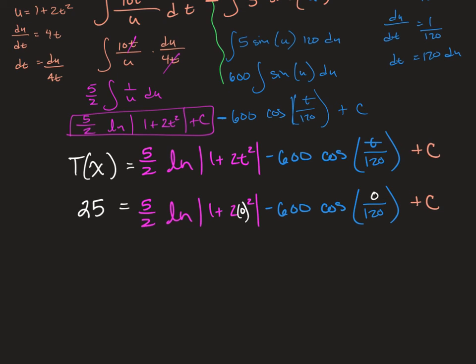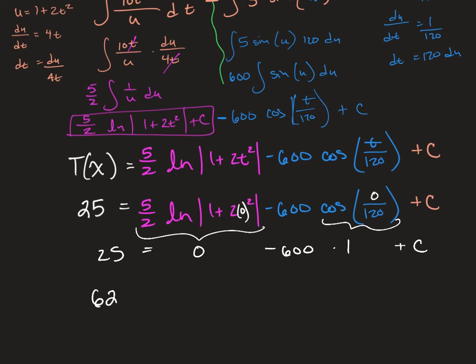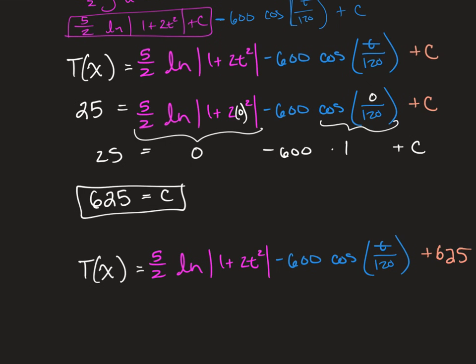So what this will give us is here we're going to get a 0, and then we're going to get the natural log of 1. And actually the natural log of 1 is 0. So this whole thing would be equal to 0. And the cosine of 0 is equal to 1. So we'd have negative 600 times 1 plus c is equal to 25. So then we get 625 is equal to c. So our final function is actually this one.